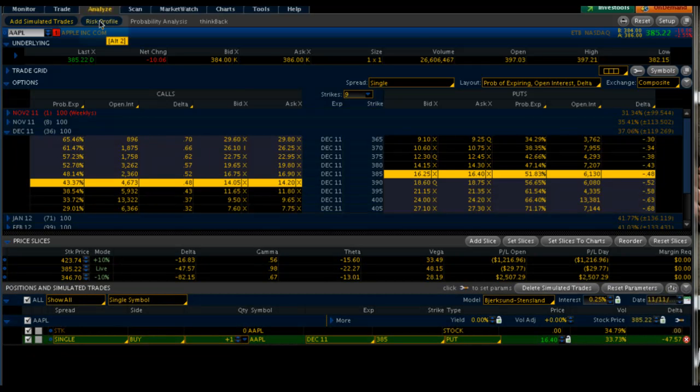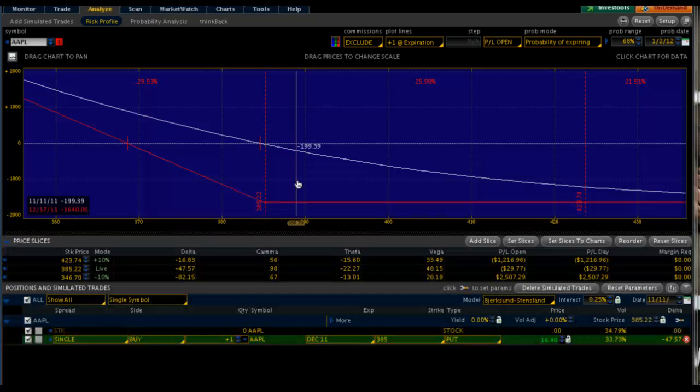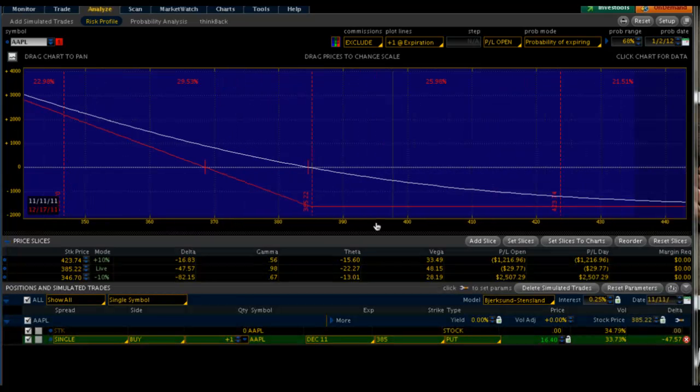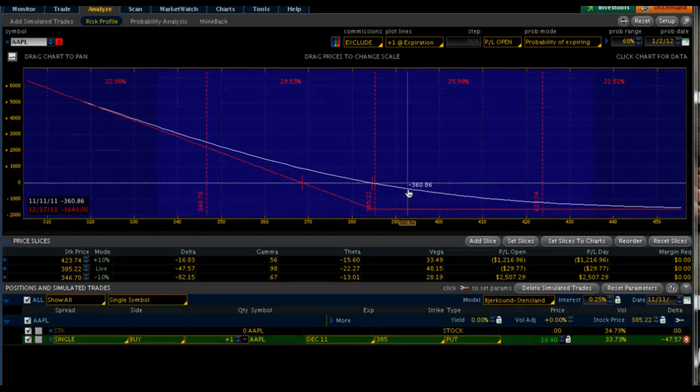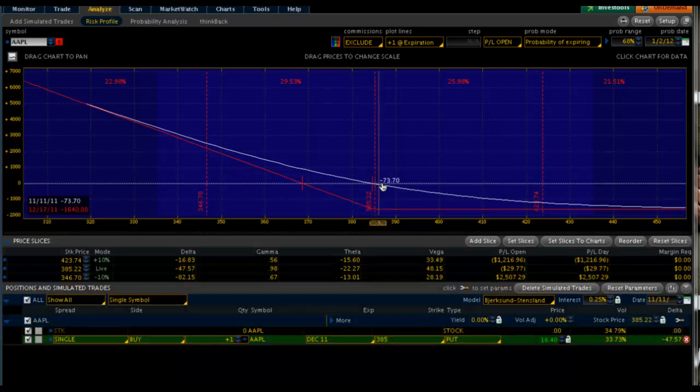Yeah. Which means you go to the risk profile. Now, if you look at your risk profile, if Apple starts ripping up, you're going to start losing money, as you can see in the white line. Mm-hmm. Now, your max loss is $1,640. Mm-hmm. But let's say it starts going down. Let's say it's at 385. Let's say we go over here and let's say it goes down to 380.